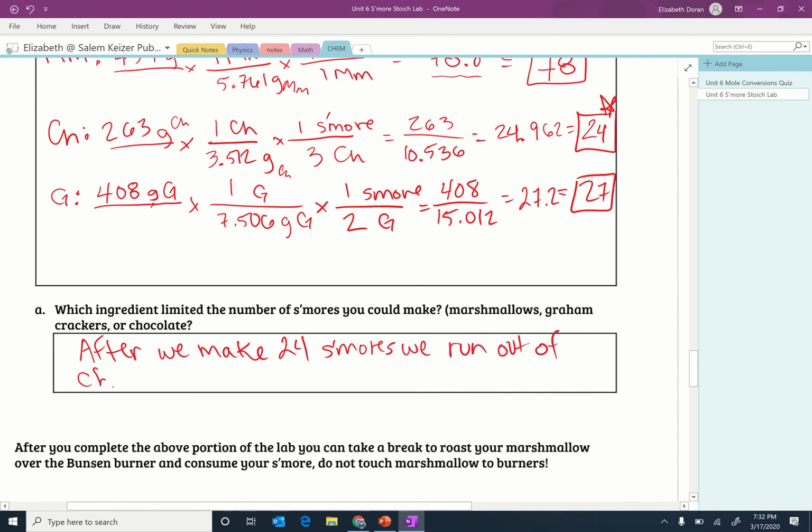I don't know who would want to eat 24 s'mores, but maybe it was a big party. A lot of people eating s'mores.